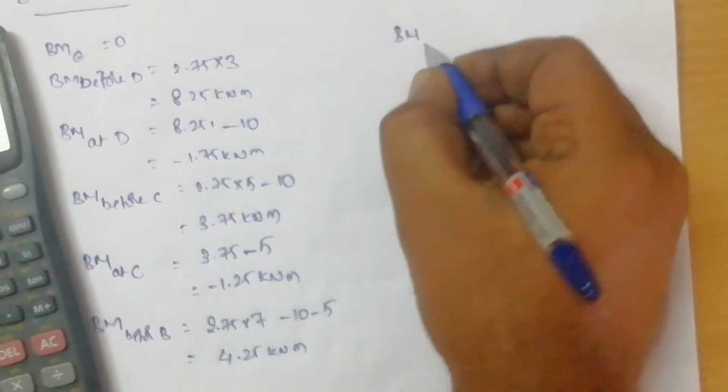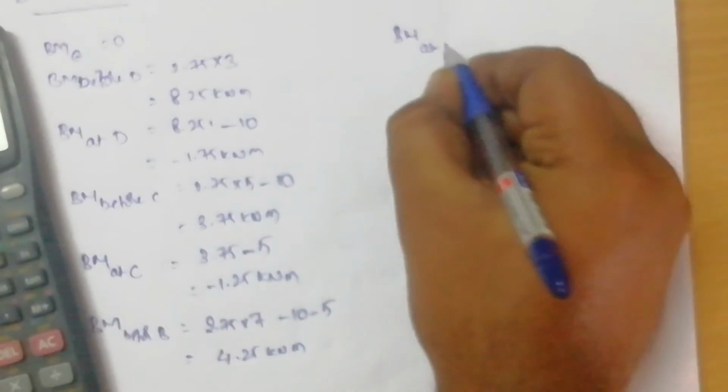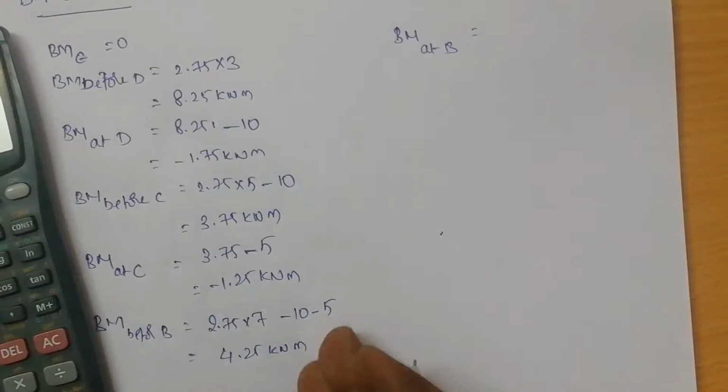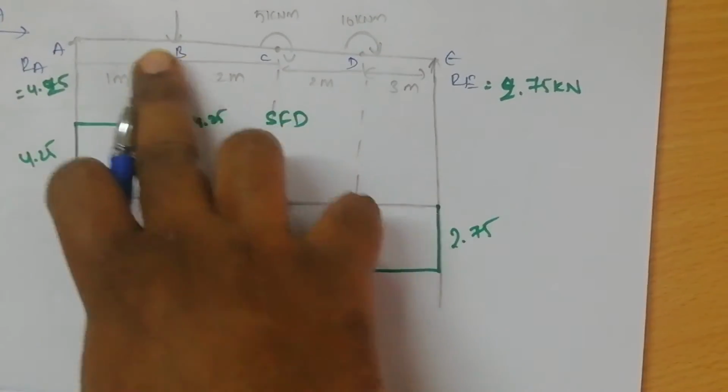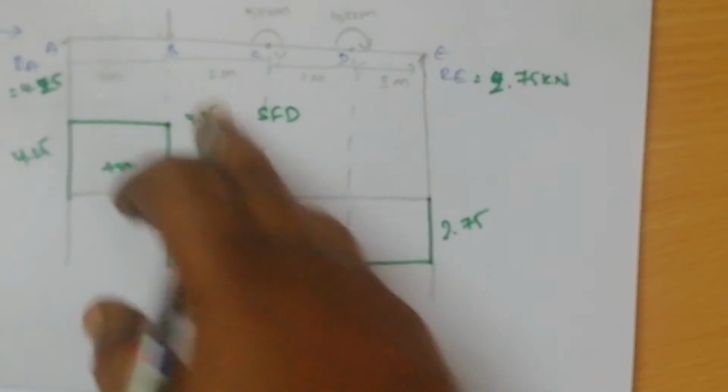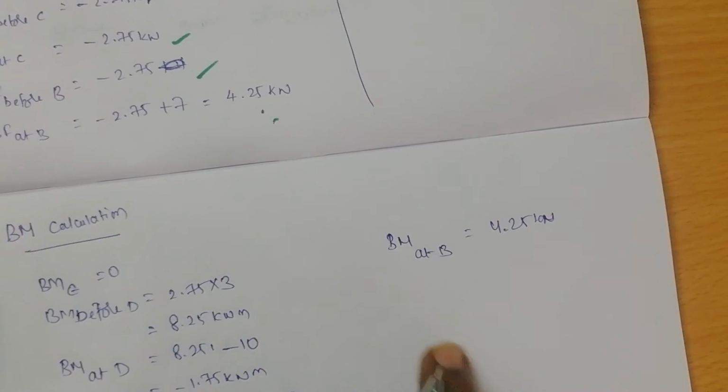Okay. Next is bending moment at B point. At B point and before the point, there is no external moment acting at this point. So the moment before that point will be equal to that at the B point. So bending moment at the point will be equal to the bending moment before that point. So BM is equal to 4.25.